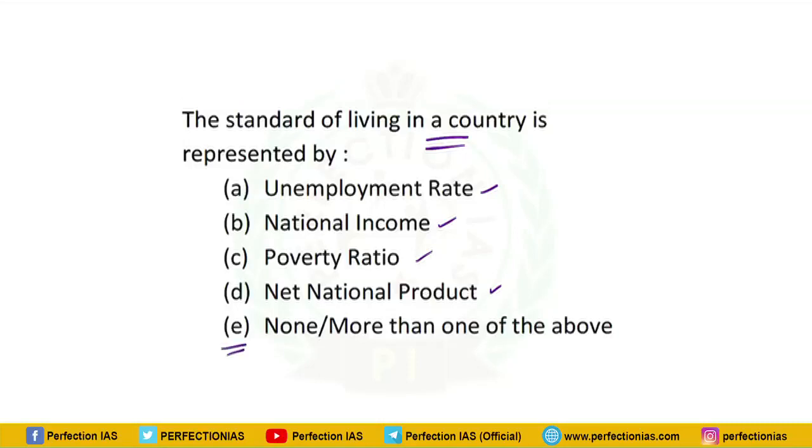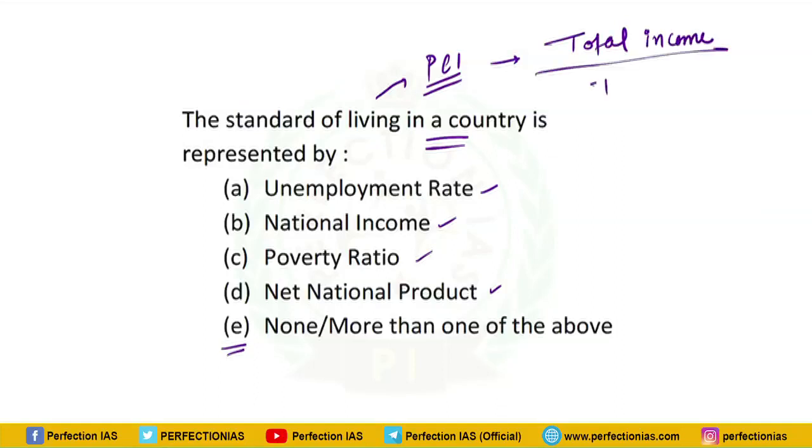Why E? Because the more accurate measurement of standard of living is per capita income, that is PCI. Per capita income means total income of a country divided by total population. So it is going to give us a better picture about the living standard. If the per capita income is good, then obviously the living standard will be decent.